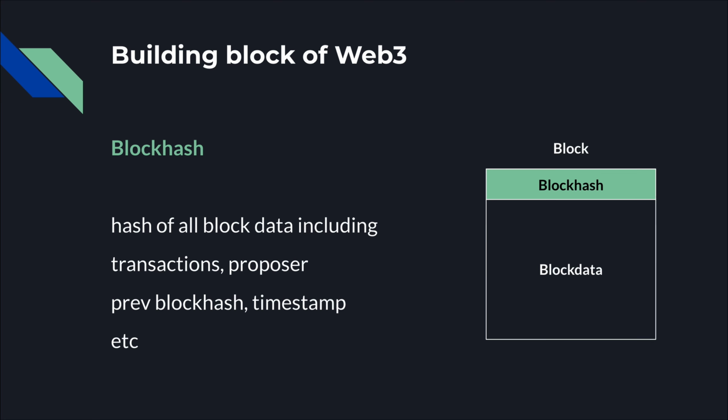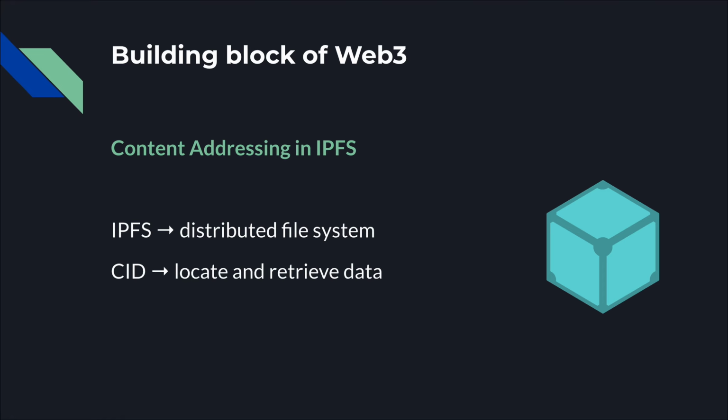Hashes are also used in creating a block hash. Block hash is a unique identifier representing each block, and it is derived by putting the entire block data through a hash function. This data often includes the transaction data of the block, the address of the node who proposed the block, the previous block hash, timestamp, etc. Lastly, they are also used in content addressing in IPFS. IPFS is the InterPlanetary File System, and it's like a distributed file system for the internet. Hashes are used to create CID or content ID, which is used to locate and retrieve data in this file system.